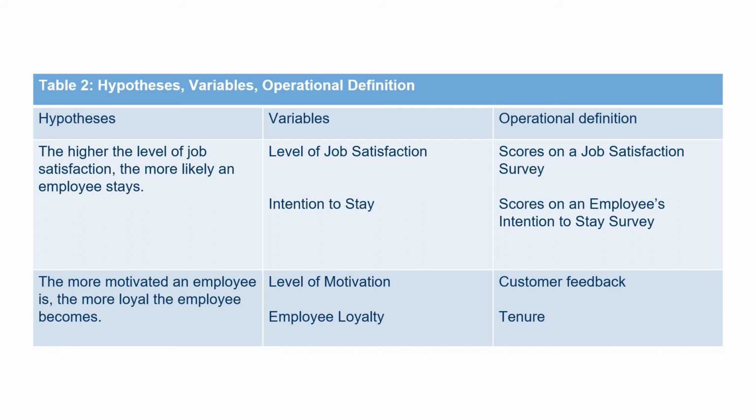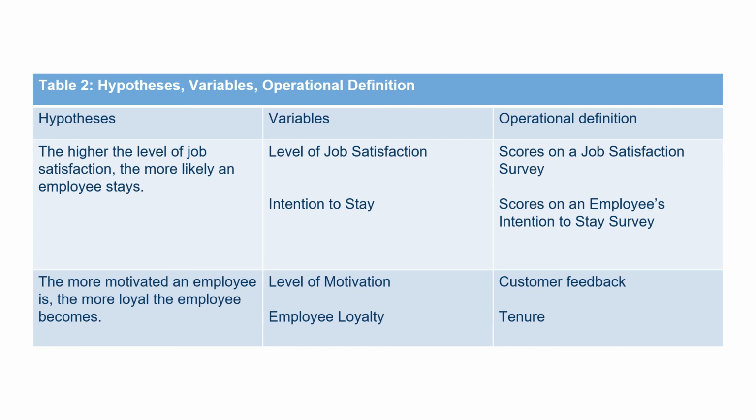Perhaps your operational definition might be we would measure job satisfaction by using a job satisfaction survey. So the scores on a job satisfaction survey become the operational definition of job satisfaction. Intention to stay, maybe you can have another survey on an employee's intention to stay. Because this is not the actual tenure, but the intention to stay, you can have another survey for that. So the scores on an intention to stay survey.